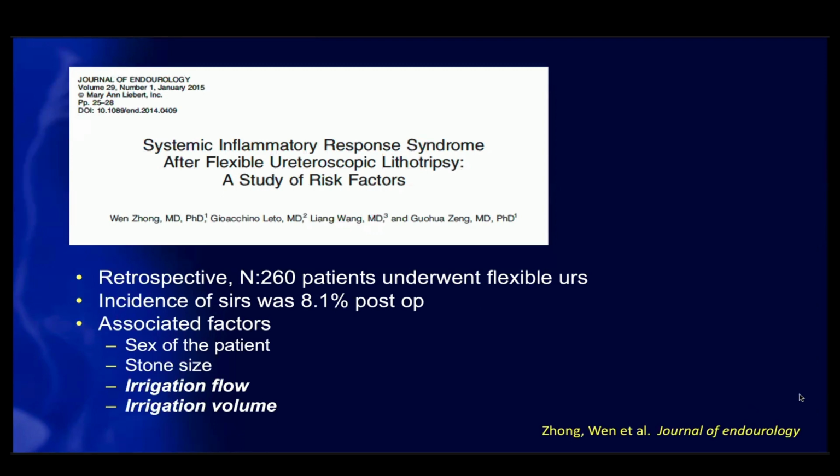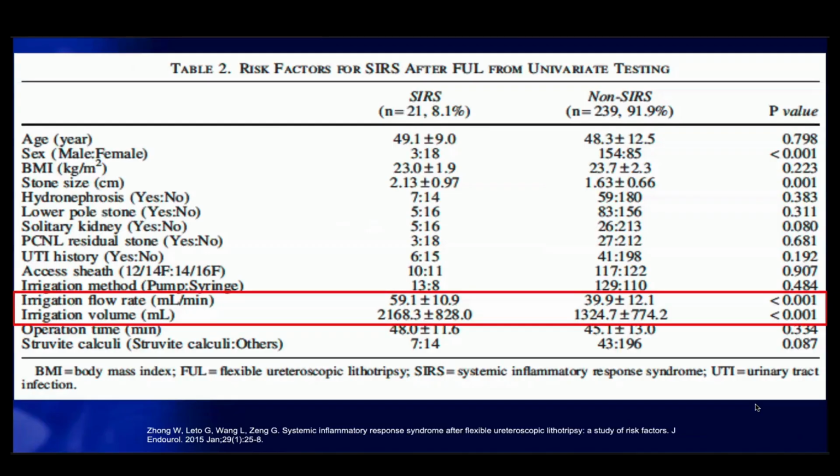This is a retrospective study looking at 206 patients who underwent flexible ureteroscopy. The outcome studied is systemic inflammatory response syndrome. They found an incidence of 8.1%, and 4 different factors have been identified as associated with febrile UTI post ureteroscopic procedure. They found that the irrigant volume and irrigant flow rate are both independent predictors of SIRS postoperatively on multivariate analysis.